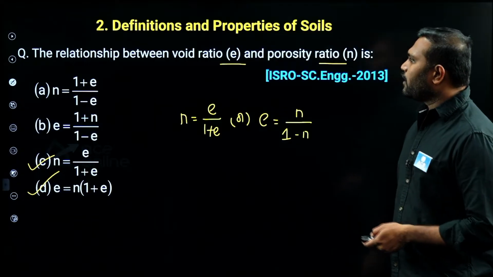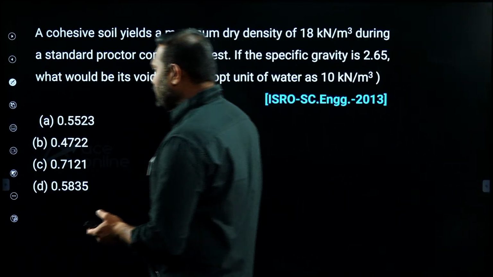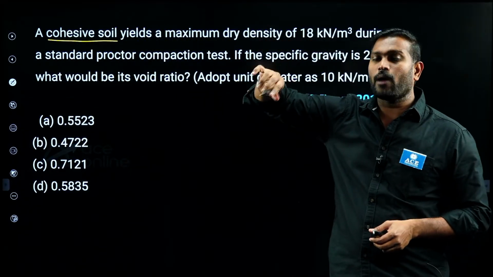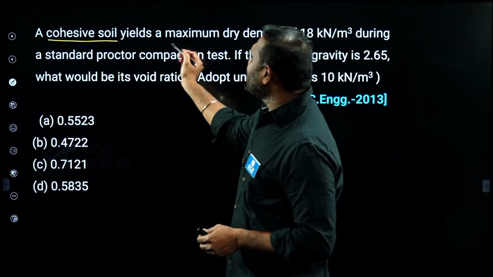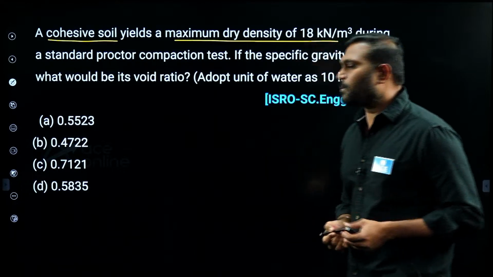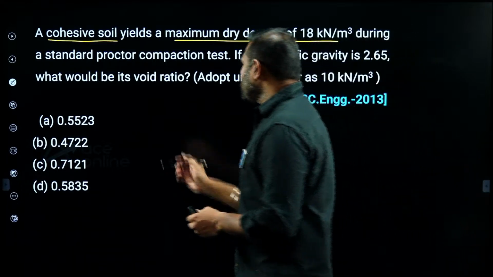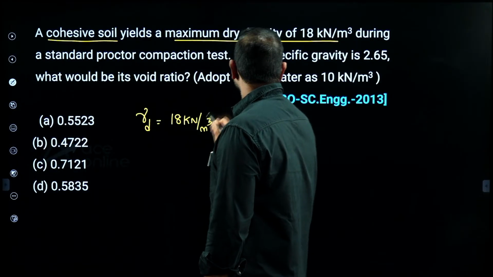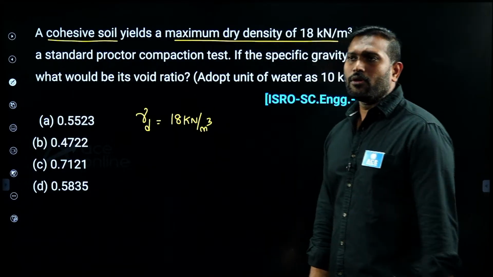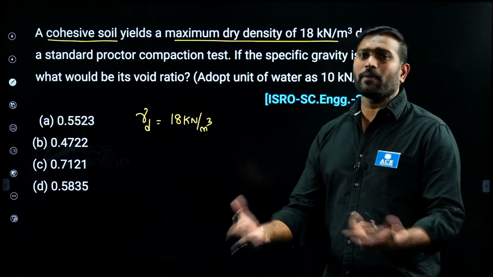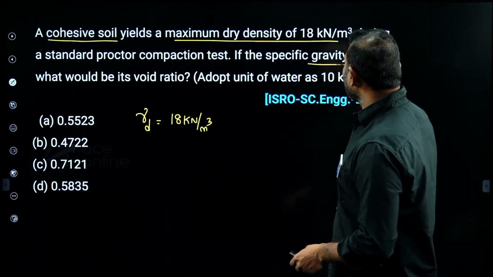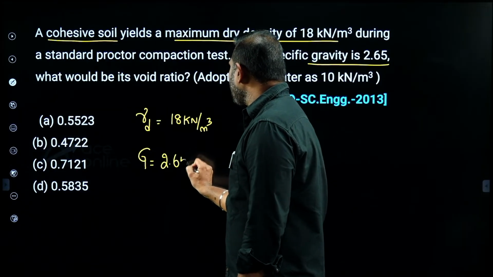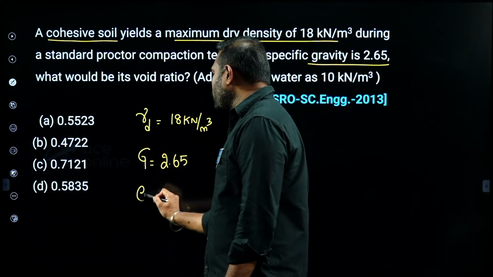Now, if you see this question, it is a numerical question, also related to the compaction chapter. A cohesive soil yields a maximum dry density of 18 kilonewton per meter cube. So gamma d is given as 18 kilonewton per meter cube. During a standard Proctor compaction test, which is used to determine the maximum dry density and optimum moisture content, the specific gravity G is given as 2.65. What would be the void ratio?